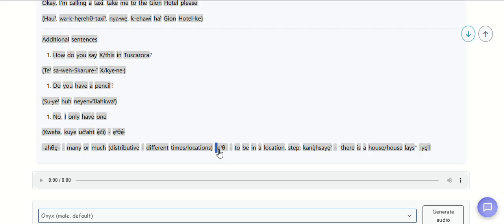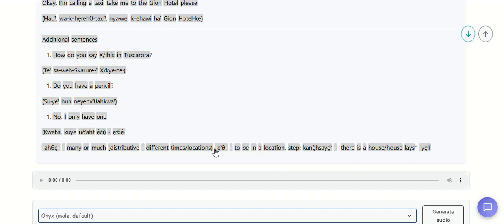But Tuscarora does have F. This is to be in a location. It also means to step, like take a step. And then there's also this yunt. And yunt basically can mean it is there. It's also the verb for having something. So for example in this sense here, suya, it means do you have or you have. So there's that as well.